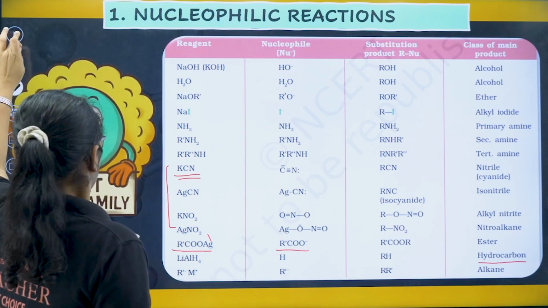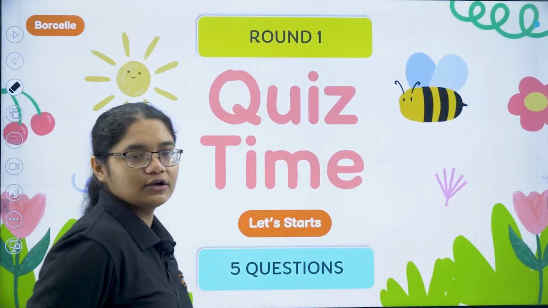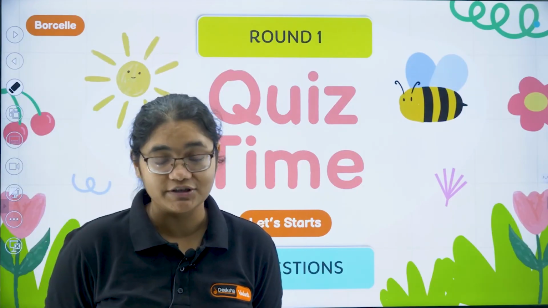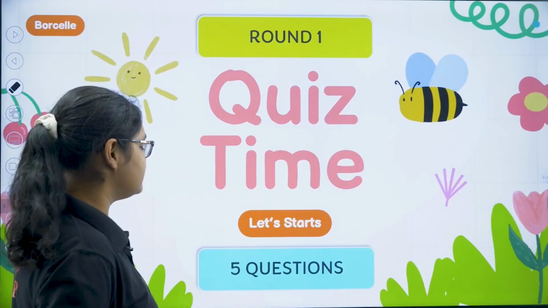Now we will do a short quiz and this is round 1. There are a total of 4 rounds and a total of 25 questions. In the first round we have just 5 questions.